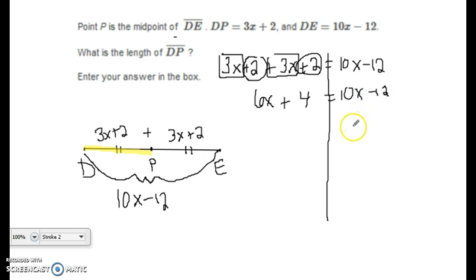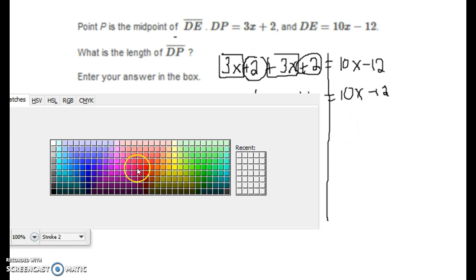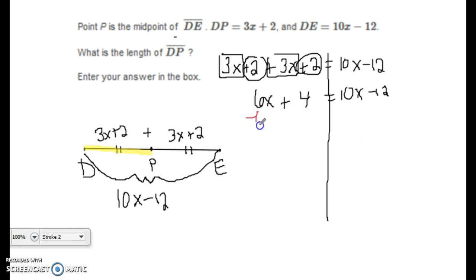Then I'm going to get my x's on the same side. I usually like to subtract the smaller one, but it doesn't matter. But I'm going to go ahead and subtract 6 x's from each side. I'm going to get rid of the smaller one. And the opposite of positive 6 is negative, so those would cancel out. I'm going to bring the 4 straight down. 10x minus 6x is 4x, and I'm going to bring the minus 12 straight down.